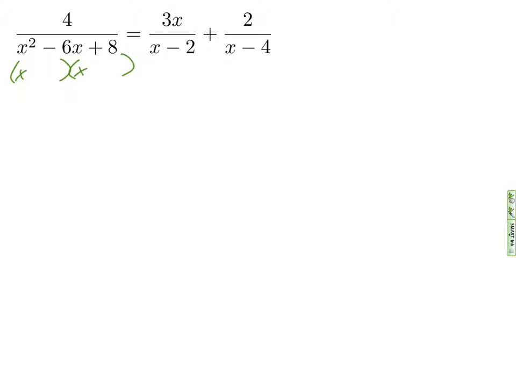Okay, how does that tell me I need to factor it? Factors of 8, what? Adding to get 6, so what would that be? 4 and 2, this tells me the signs are the same, this tells me they're both negative. Once I'm factored, now I'm ready for my common denominator. Hunter says x minus 4 and x minus 2.